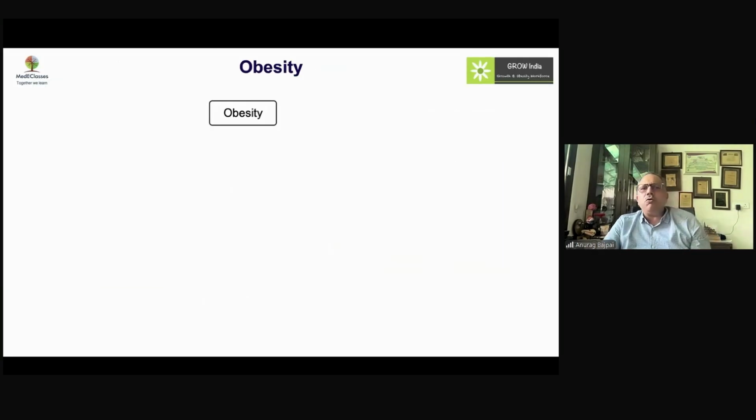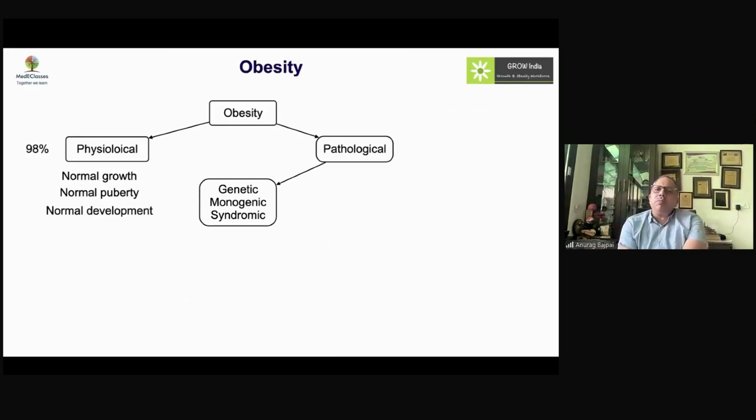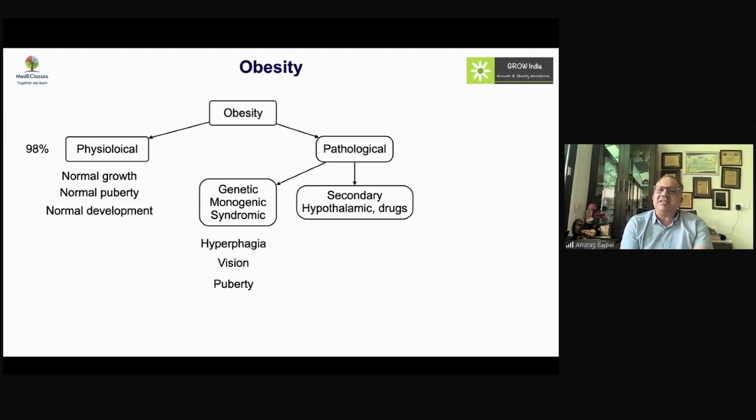So when we talk about obesity in pediatrics, obesity could be physiological, which is basically because of exogenous constitutional calorie increase, which is essentially 98% of cases, characterized by normal growth, normal puberty, and normal development. While pathological obesity is rare in children, it can be because of genetic causes, in which they will have hyperphagia, vision abnormality, pubertal abnormality, and very early onset.